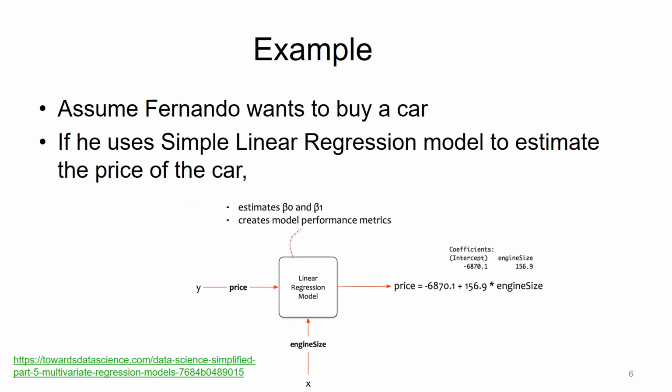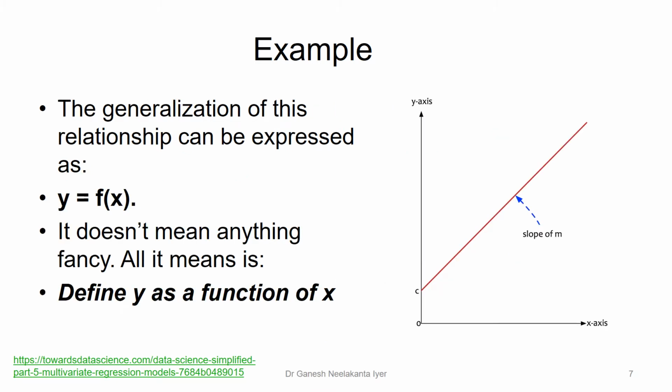So assume Fernando wants to buy a car. If he uses a simple linear regression model to estimate the price of the car, given the engine size, I want to predict price. Maybe I have two parameters, the y-intercept as some constant and a slope as another constant, with which I determine the price. So the generalization of this relationship can be expressed as y equal to f of x, which is nothing but defining y as a function of x.